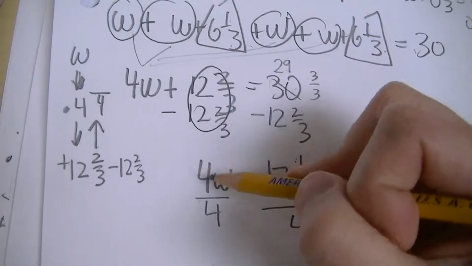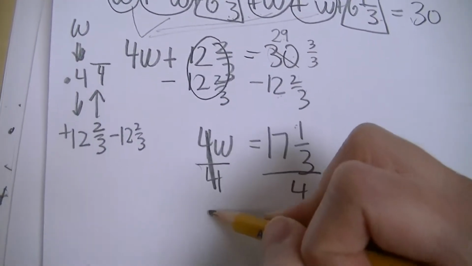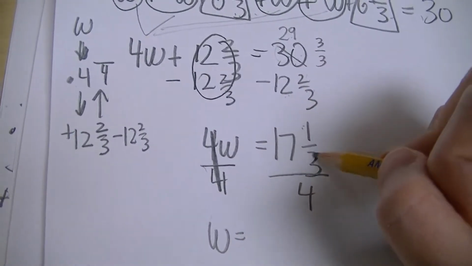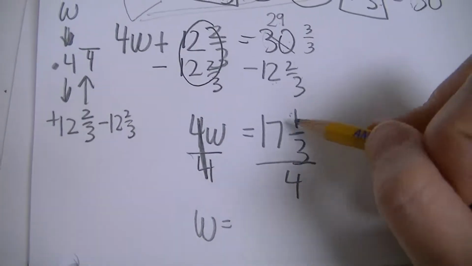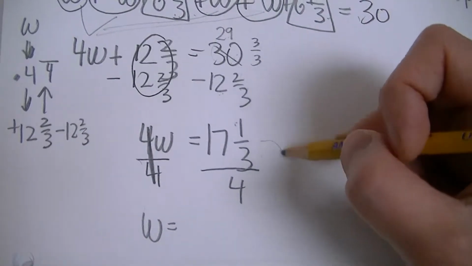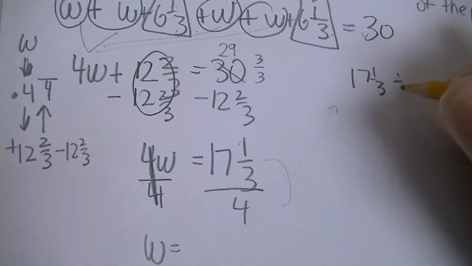So 4 divided by 4 is 1. 1 times W is 1W, or W. And then I have 17 1/3 divided by 4, and that looks a little bit messed up right there. So I'm going to create more space up here and really display that. So it's 17 1/3 divided by 4.